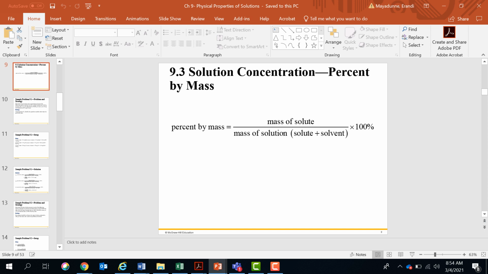So the equation is mass of a solute divided by mass of a solution. So solution includes solute and a solvent. Think about a sugar solution. The solute is the sugar, the solvent is the water. The solute is the small amount, the minority. The solvent is the majority. So you add these two together and divide. First take the mass of a solute, divide by the mass of solute and solvent, and you multiply by 100 because it's a percentage.